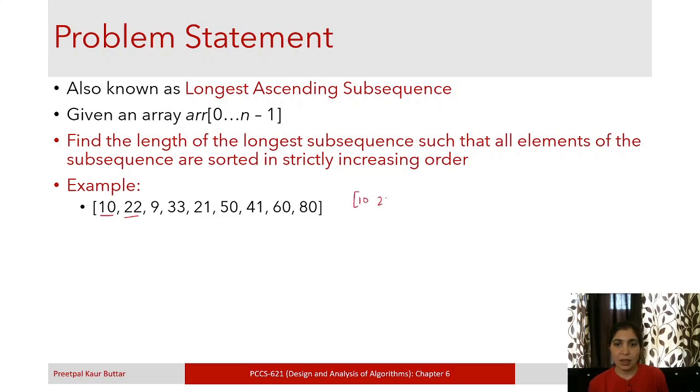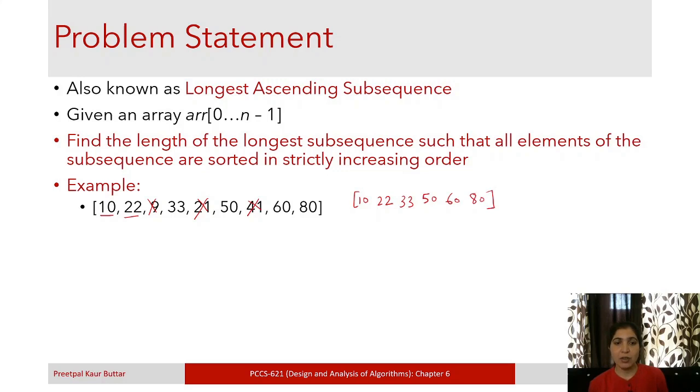But if we pick 9, then now this is not sorted, so we cannot pick 9. So we skip 9. Then let us take 33. It is increasing. Then next consider 21, but it cannot be taken because it is smaller than 33. Then 50 can be picked, 41 cannot be picked, 60 can be picked, 80 can be picked.